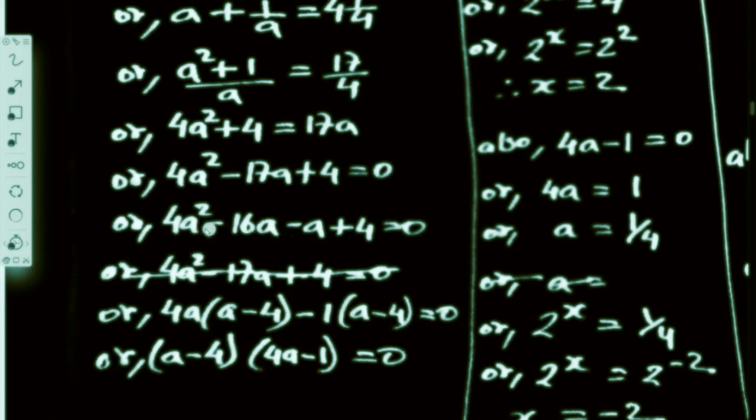Now we can easily take the common factor of the first two terms and the last two terms separately. From the first two we can take 4a as common, and a minus 4 is the non-common part. Again, minus 1 should be taken as common and the non-common part is a minus 4. Here a minus 4 is similar, so it should be kept ahead: a minus 4, and the non-common part is 4a minus 1, equals 0. In this way, we got the factors of this expression: a minus 4 and 4a minus 1 equals 0. From these two factors, we can easily get the value of a and then of x. Now see here.